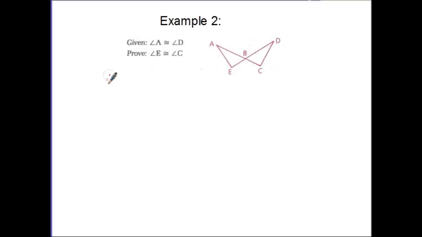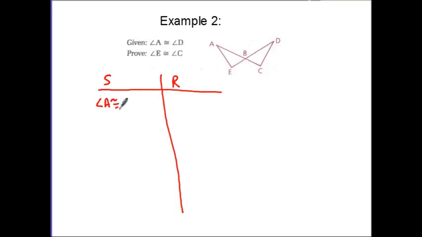Alright, here we go. We've got our statement and our reasons. We're only given one given: that angle A is congruent to angle D. It's given. I'm going to mark that in. Now, looking at this picture, I see that I have my bow ties, my vertical angles. Angle ABE is congruent to angle DBC because vertical angles are congruent.